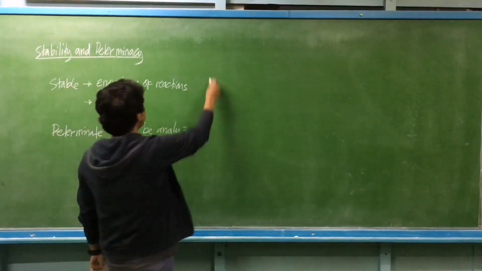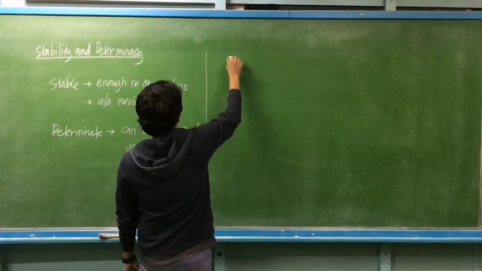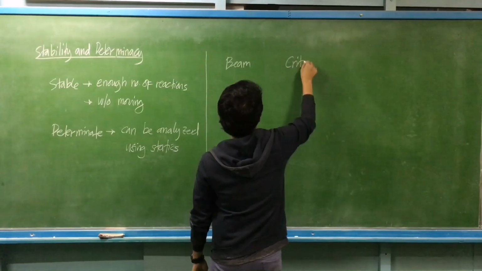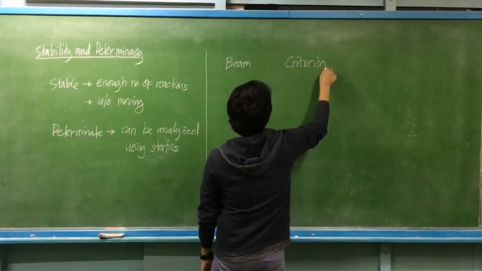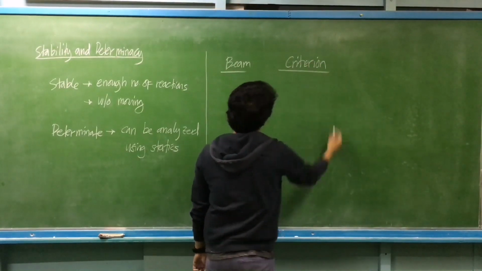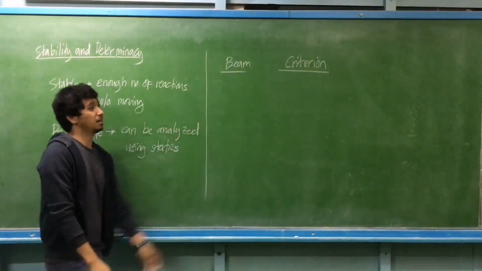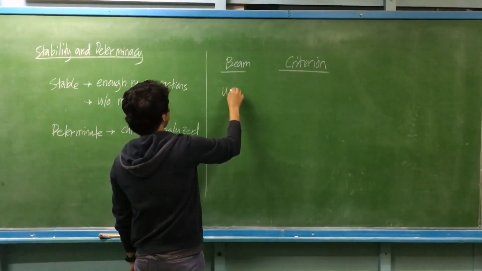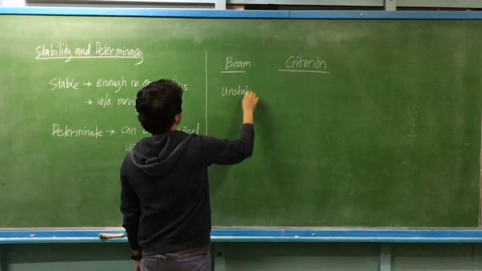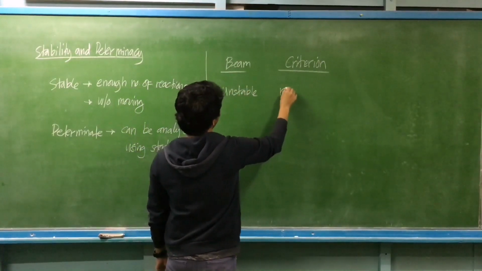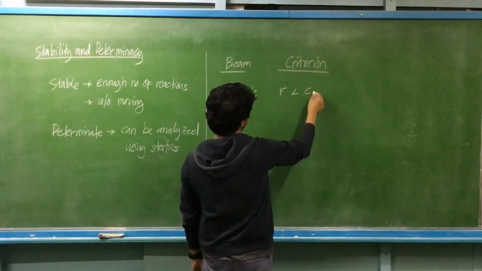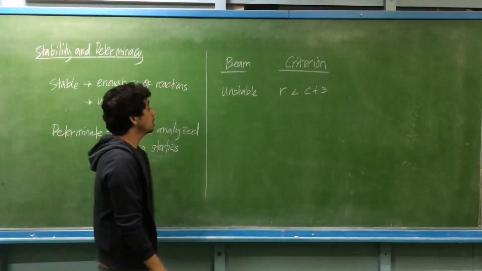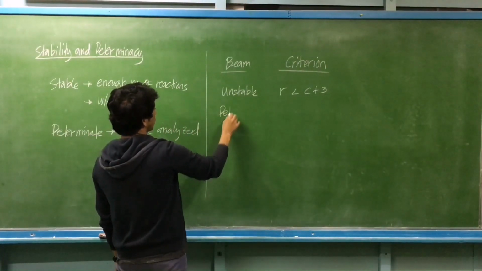I will proceed to beam, and the corresponding criterion to identify whether a given beam is unstable, determinate, or indeterminate. A beam can be unstable if the number of reactions is less than the factor C plus 3. We will discuss this factor C later on. So a beam can be determinate.